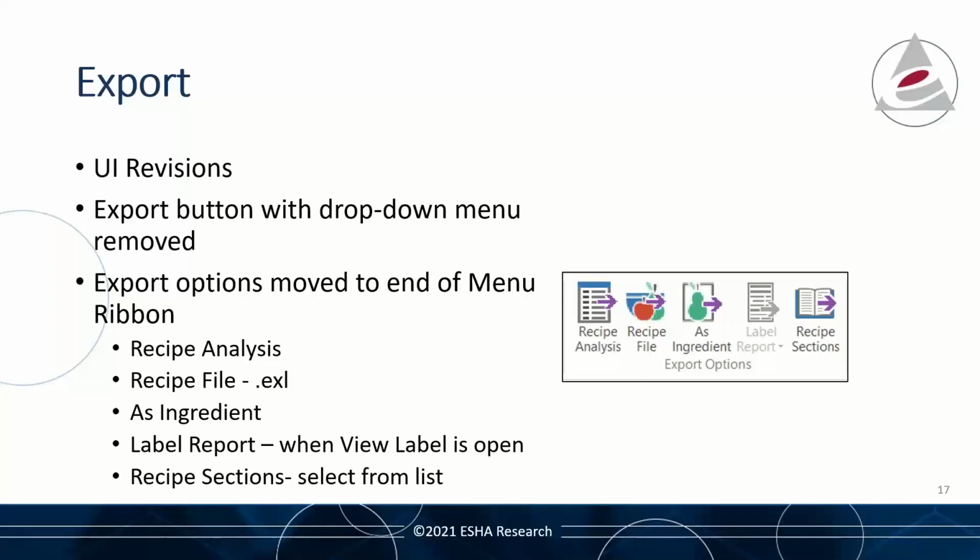So note that in this example, the label report is grayed out. This export option will show as available when you open the View Label screen, and then you can export that View Label as a report. And with the recipe sections, when you click on this button, you'll see a list of the sections of reports that you can choose to include when exporting the recipe.